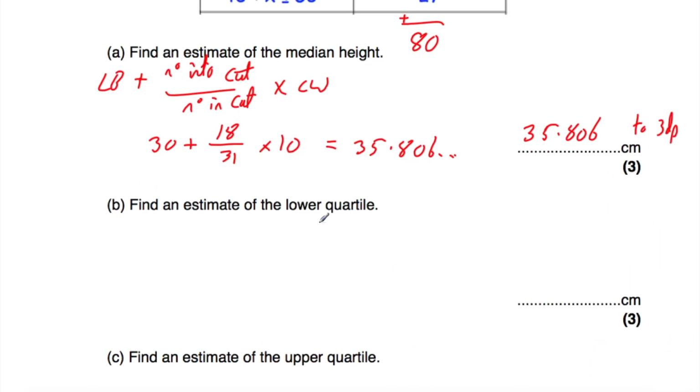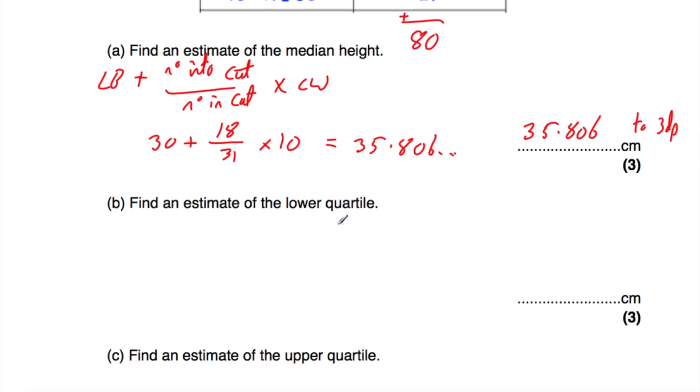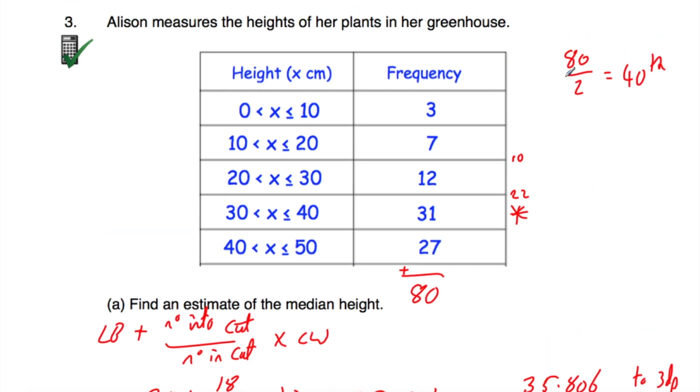Part B says find an estimate for the lower quartile. So remember, the lower quartile is a quarter of the way through the data. If we have a look here, we had 80 plants altogether. I'm actually just going to change the color of pen here, I'm going to go to blue. So we're finding our estimate for the lower quartile. There's 80 plants altogether, so if we do 80 divided by 4, that would be equal to 20.